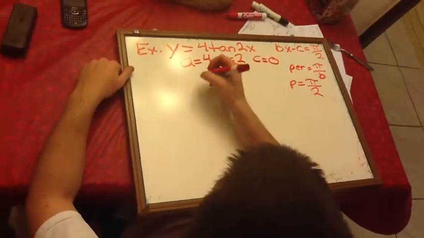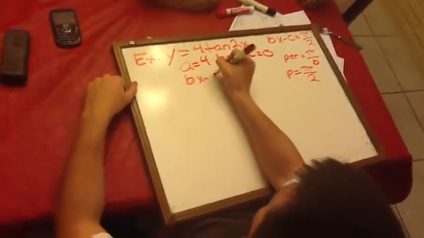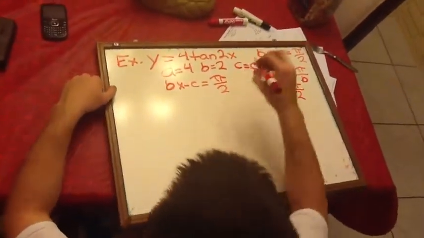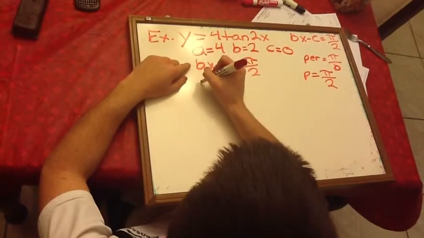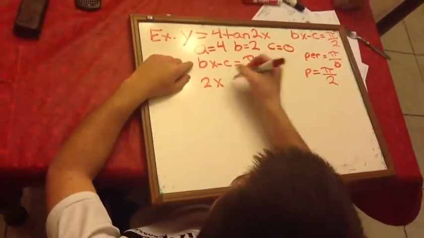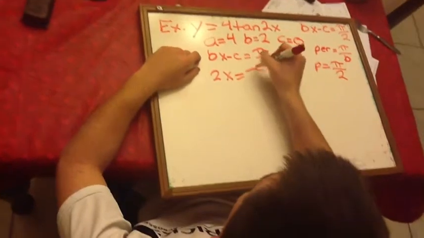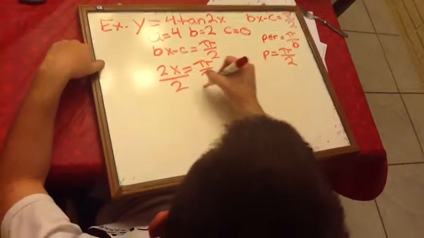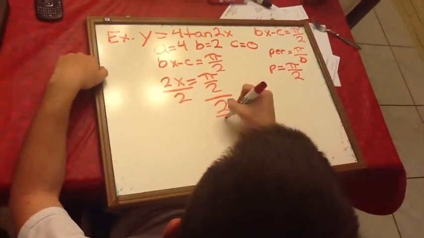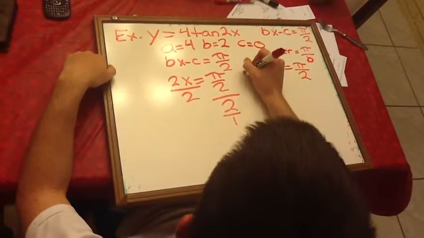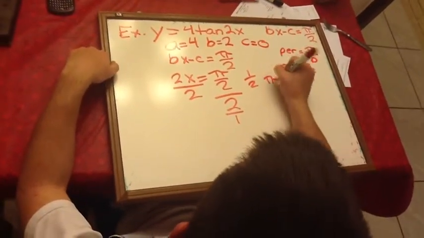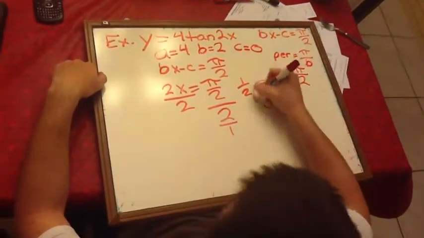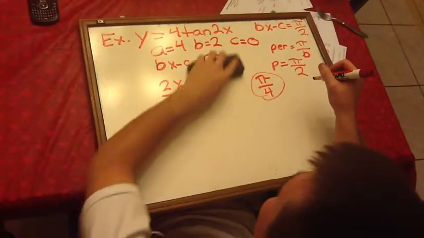Next thing you're going to look for is your asymptote, and you're going to use the equation bx minus c equals pi over 2. And then you just plug in your numbers. 2x, no c, equals pi over 2. You want to get x by itself, so divide by 2 on each side, keep change flip, so you end up with pi over 4. And that's your first asymptote.